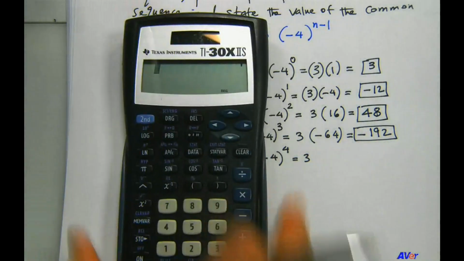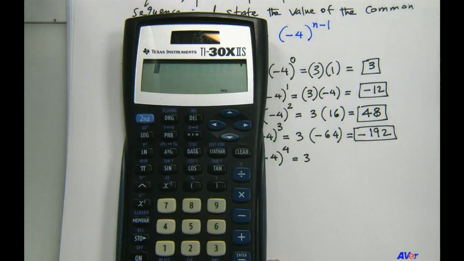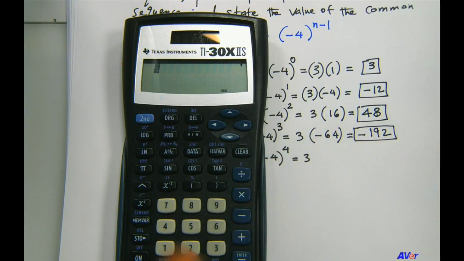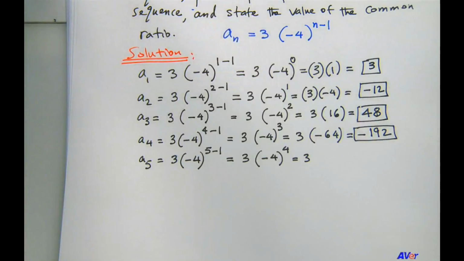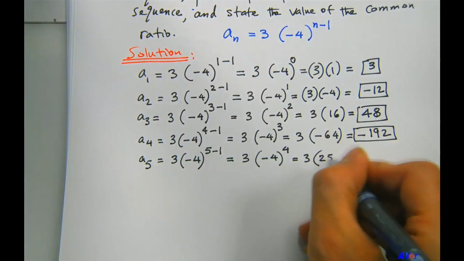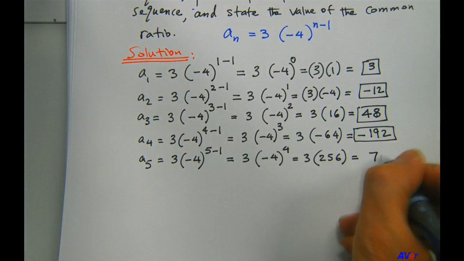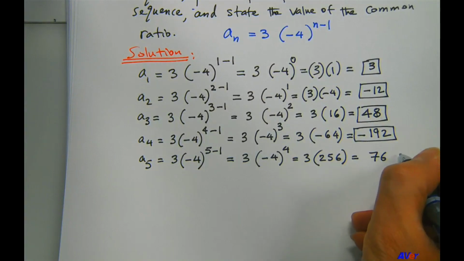So 4 to the 4th power, because the negative doesn't count, right? Because 4 is even. So I'm just going to raise 4 to the 4th power, and we end up with 256. So 3 times 256 gives us 768.